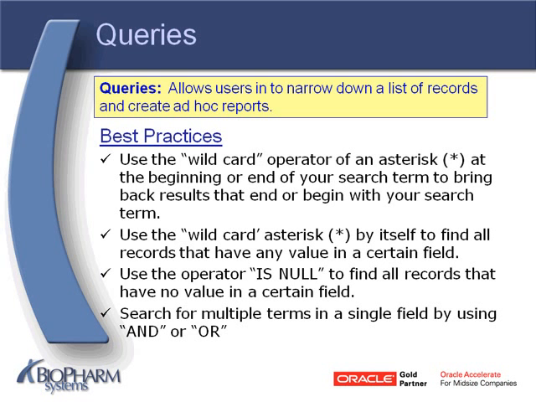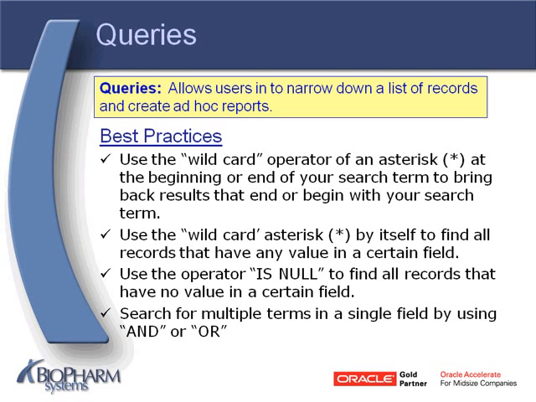A basic query is case sensitive, so be sure you enter the exact case of the term you wish to query for. The Siebel application automatically adds a wildcard to the end of your query. For example, this means that if you search for the letters CLIN, the Siebel application looks for all words beginning with the letters CLIN. In addition, you can use the wildcard operator of an asterisk at the beginning or end of your search term to bring back results that end or begin with your search term. You can also use the wildcard by itself to find all records that have any value in a certain field.